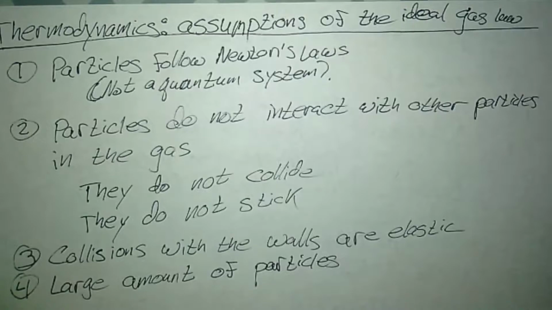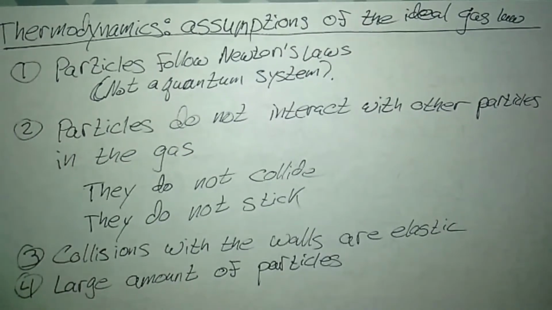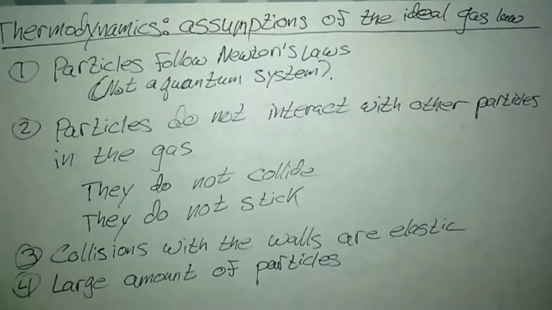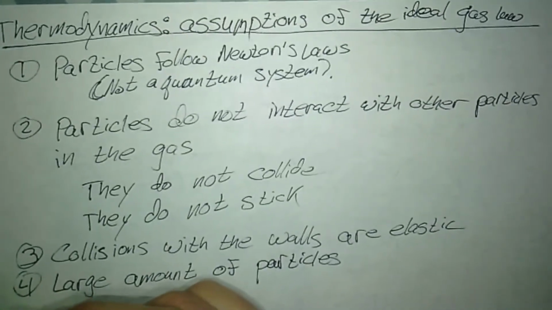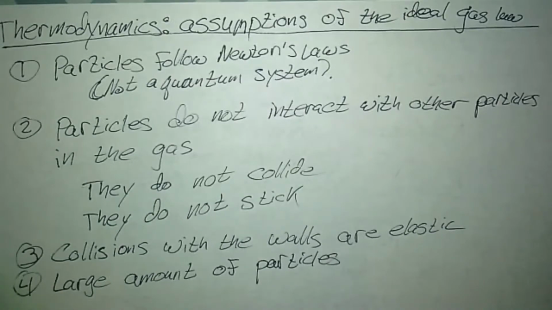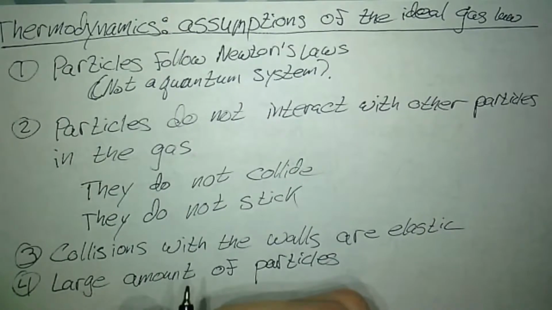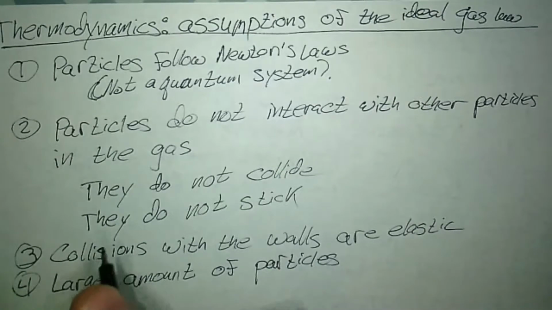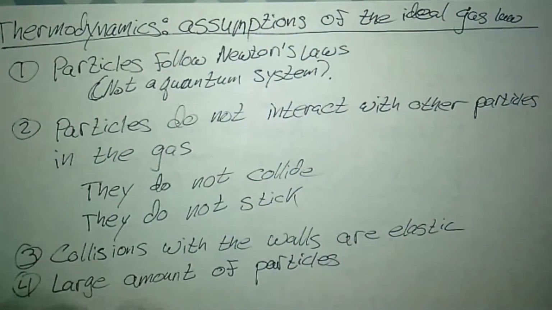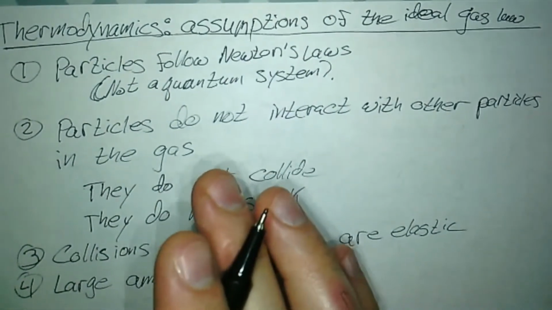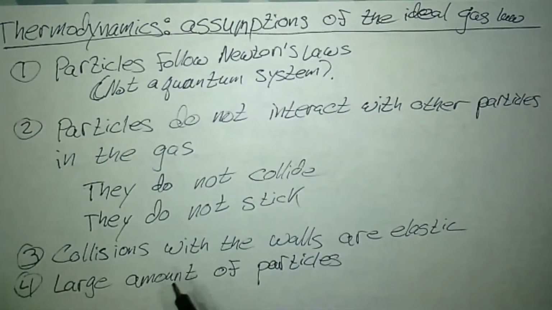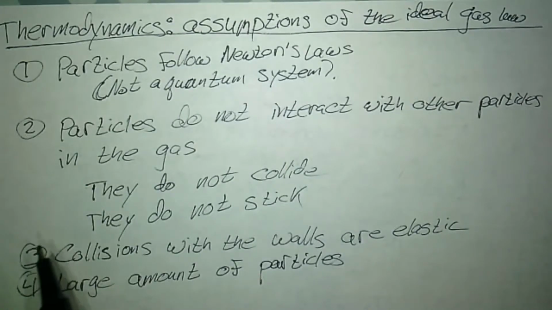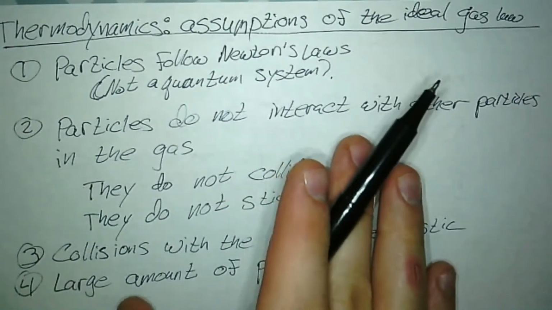Let's see. I'm looking at a list because I always forget them too. Yeah, those are the big ones, I think. Some other ones would be that the duration of a collision is small compared to the time between collisions. Some things I'm seeing when I'm looking at this claim that they do interact, but there are no forces except while they're colliding, but then that makes it non-ideal. That's closer to what you'd use van der Waals for.